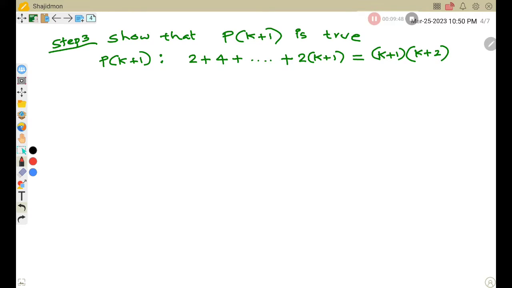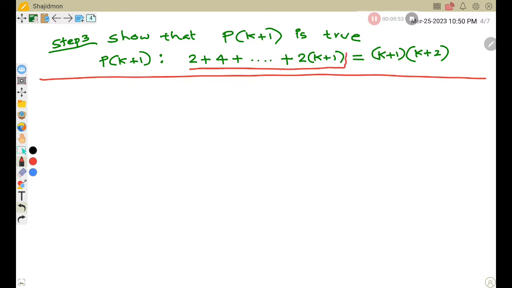In step 3, we need to prove this one: 2 plus 4 plus 6 plus ... plus 2k plus 1 equals k plus 1 multiply k plus 2. See, this is the left hand side, LHS, and this is the right hand side, correct? So what we need to prove here is left hand side equal to right hand side. We need to check is it correct or not. If you are getting left hand side equal to right hand side, P of k plus 1 is true, correct?